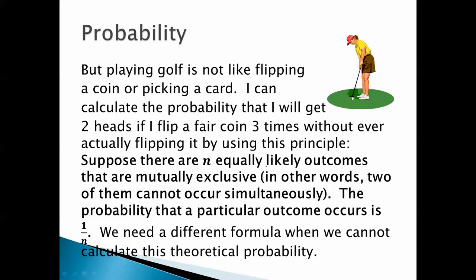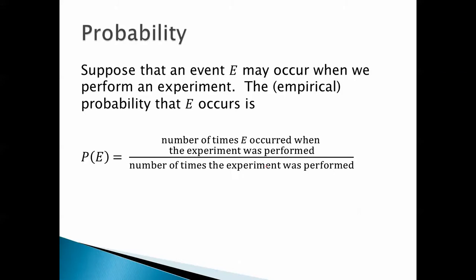But playing golf is not like flipping a coin or picking a card. I can calculate the probability that I'll get 2 heads if I flip a fair coin 3 times without ever actually flipping it by using this principle. Suppose there are n equally likely outcomes. Yeah, we talked about that before. But that doesn't work when you're talking about golf or basketball. We need a different formula when we cannot calculate this theoretical probability. Here's the formula we'd use.